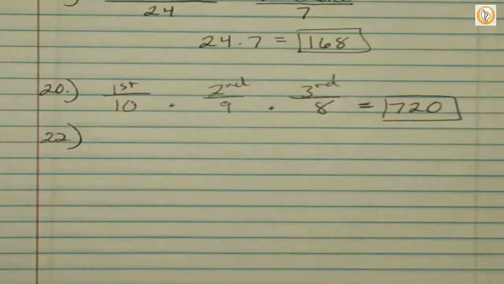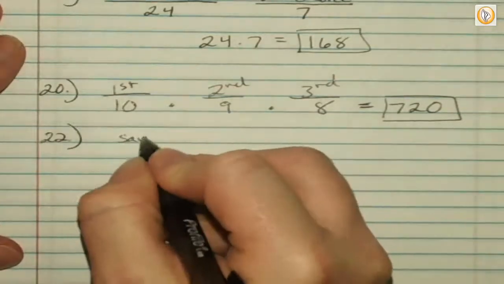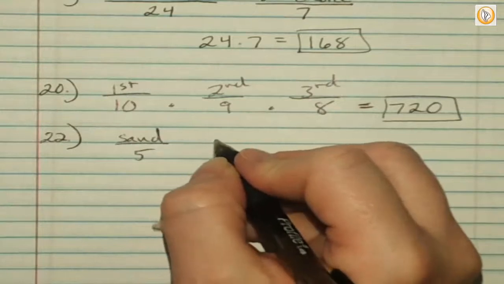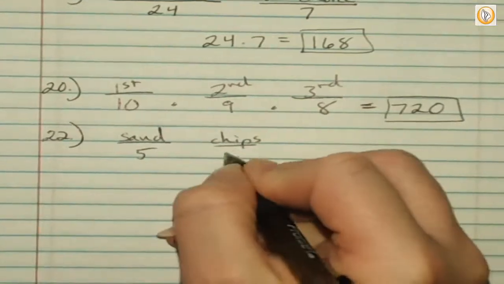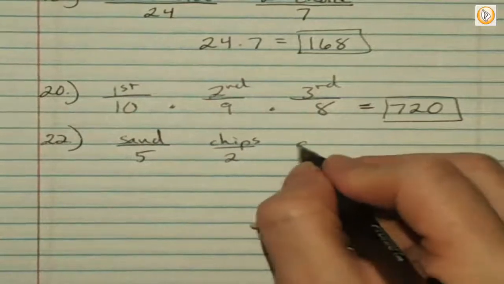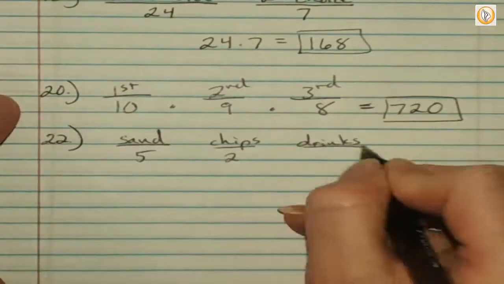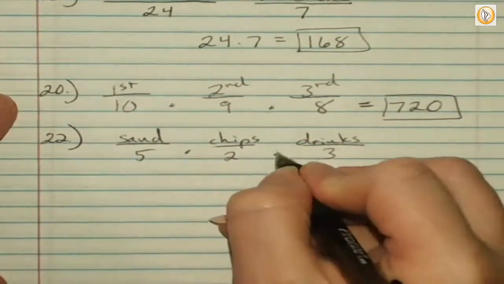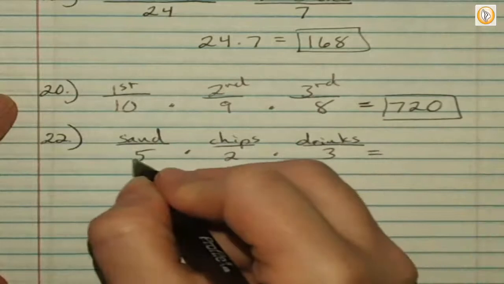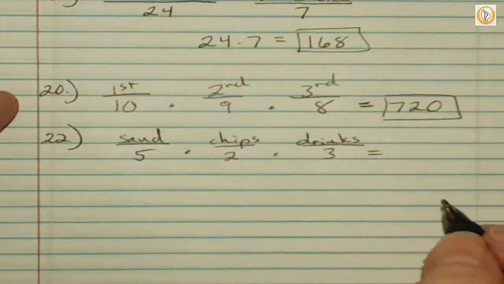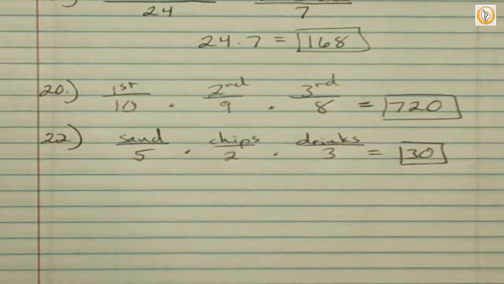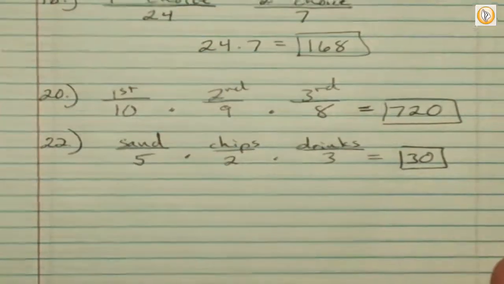So how many choices of sandwiches do you have? 5. How many choices of chips do you have? 2. How many choices of drinks? 3. And we multiply them all together. 30. Yep. 30. Sometimes they're going to throw in other information to confuse you.